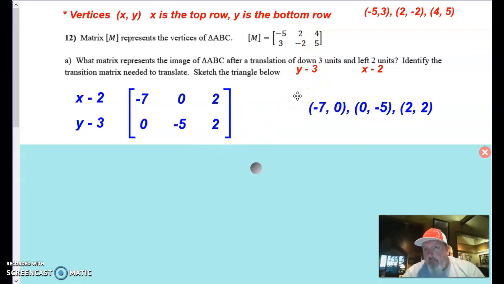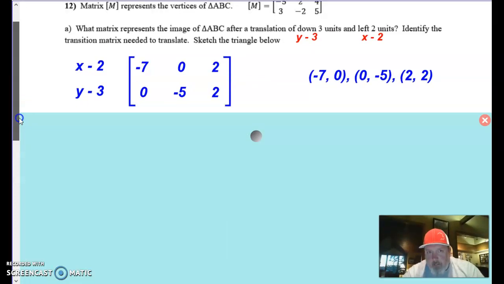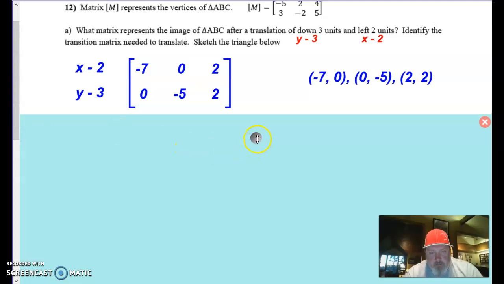If we would have moved it up, then we would have added. If we would have moved it right, then we would have added to the X. So here's my 3 vertices. I wrote them as points. You don't have to. The reason I did that is we're going to graph that at the bottom. So we'll see that momentarily.